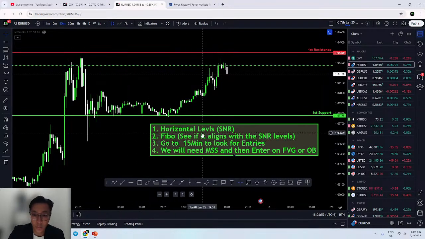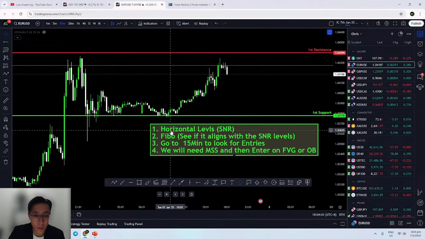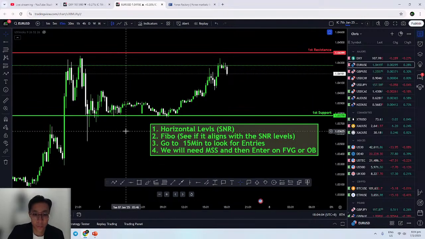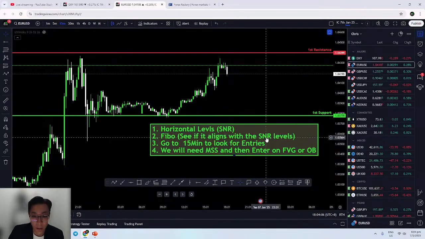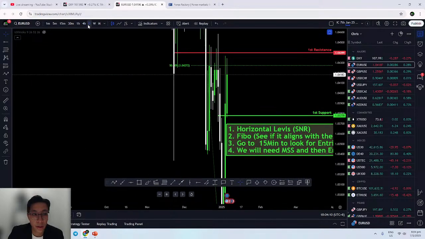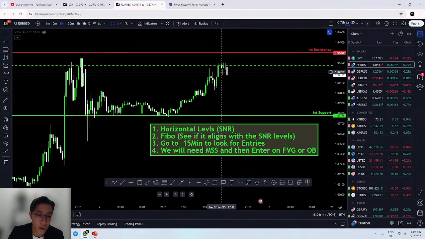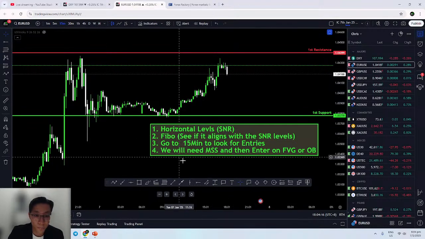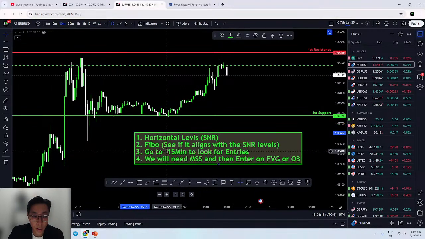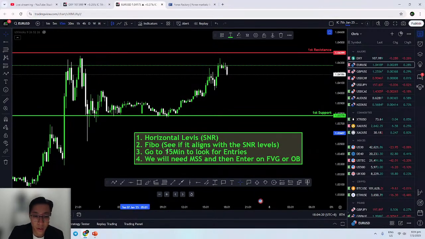Okay, very simple stuff. Just now we went through horizontal levels, and then you draw the fib and see if it aligns. If it aligns, that's good, right? Those are in H4 or daily. Then you go to 50 minute. You see price has already reacted to this level. That's good. So what I mean by go to 50 minute to look for entries, right?